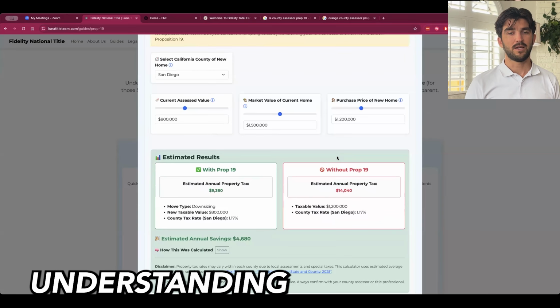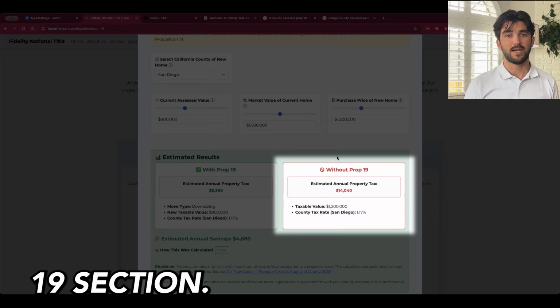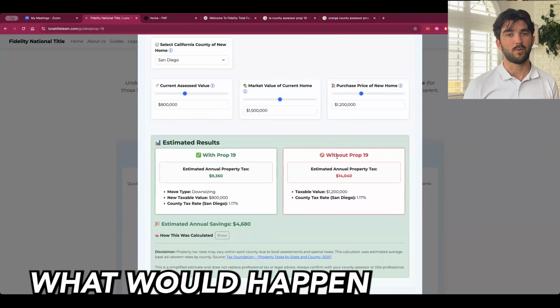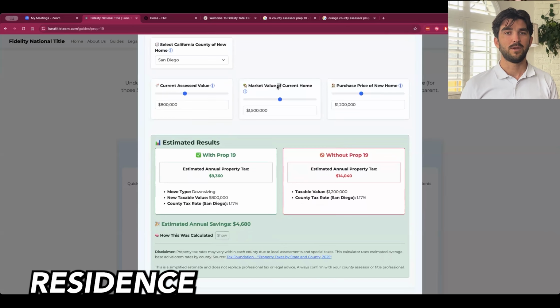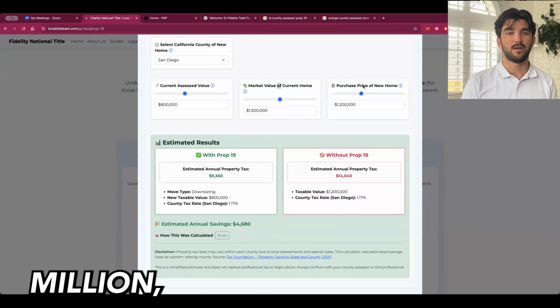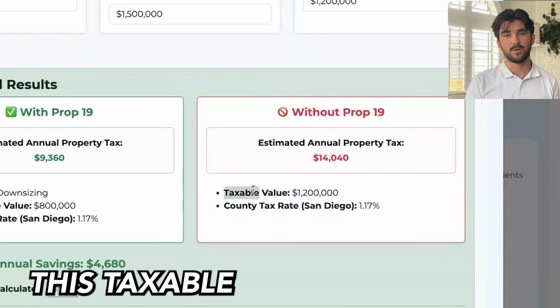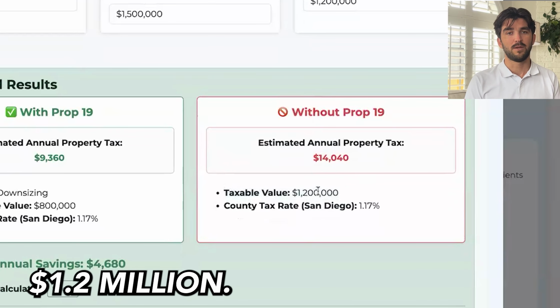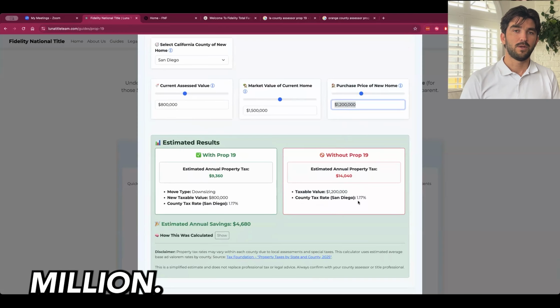And so to get an understanding of how Prop 19 works, I think it's helpful to start with the without Prop 19 section. So looking at what would happen if Prop 19 didn't exist, all they did was sell their primary residence at $1.5 million, bought this new home of $1.2 million. What would happen is their new assessed value, which is what this taxable value is referring to, is $1.2 million. That's based off of this purchase price of $1.2 million.